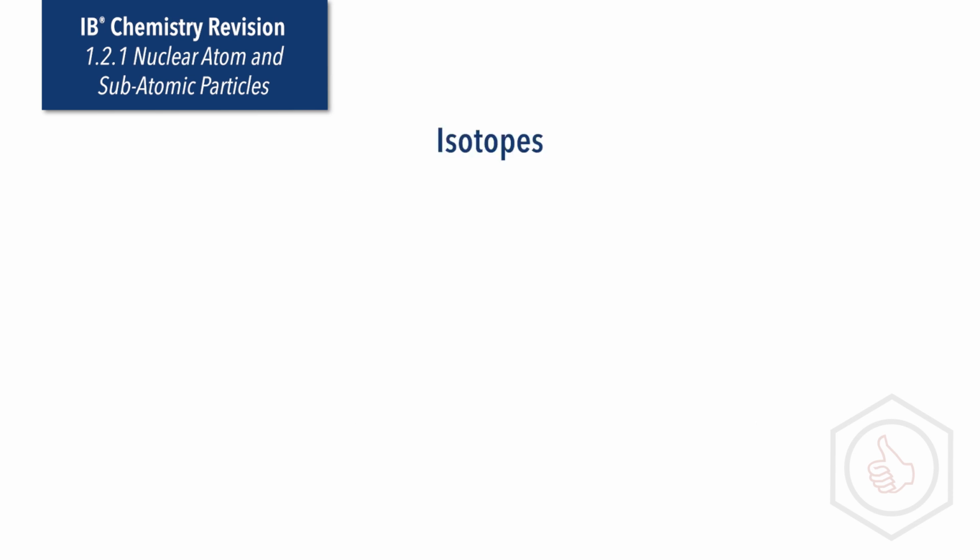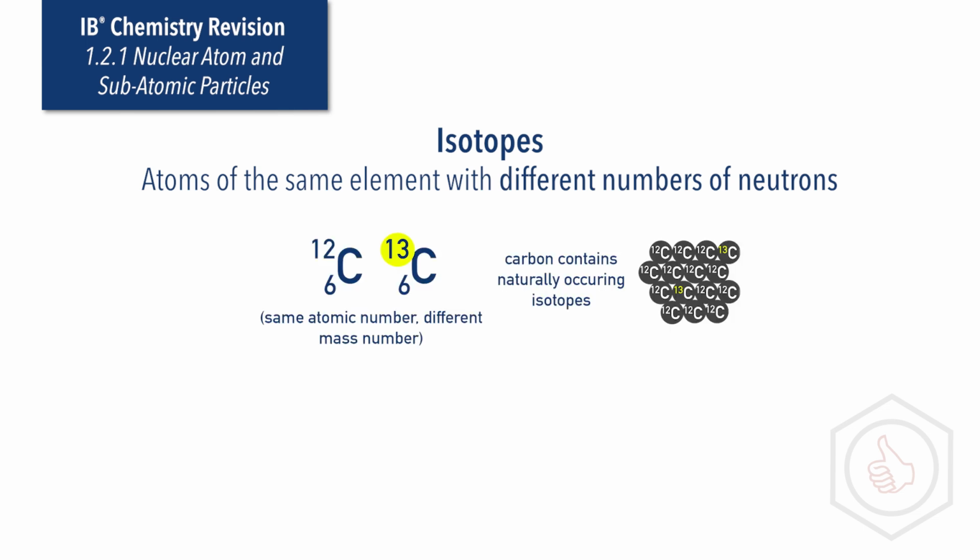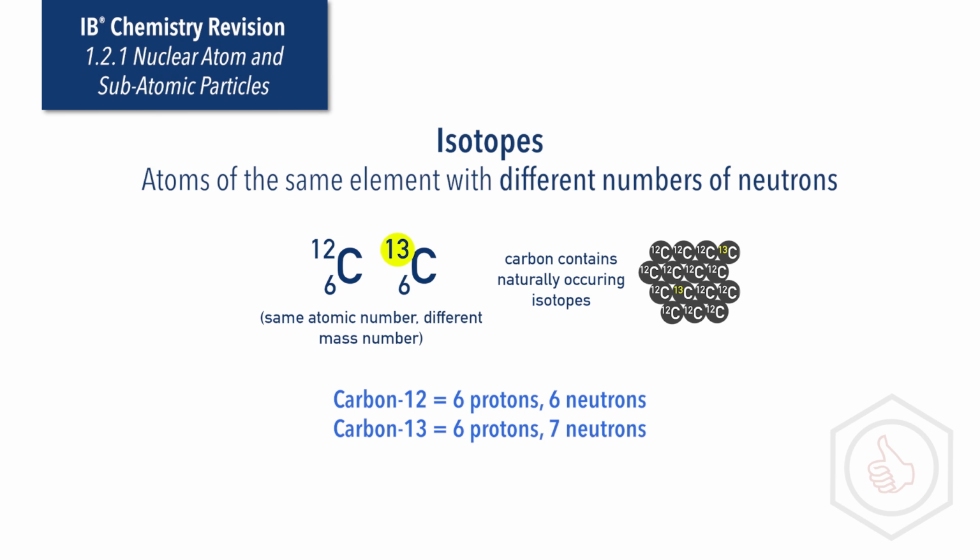Isotopes are atoms of the same element but with different numbers of neutrons. For example, atoms of carbon-12 and carbon-13 both have 6 protons in their nucleus but different numbers of neutrons. Carbon-12 has 6 neutrons and carbon-13 has 7 neutrons. Because it is the number of electrons and protons that determines the chemical properties of an element, the different number of neutrons has no impact on the chemical behavior of these two isotopes, meaning they will behave identically in chemical reactions. It is only their masses that are different.